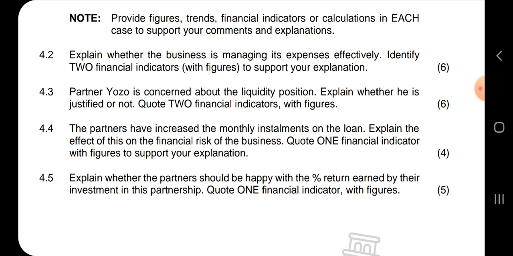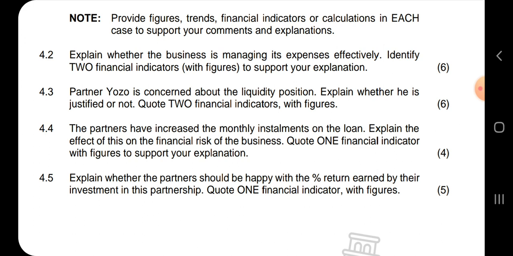Remember, we have operating profitability ratios. You would know there. That is what you will use. Identify 2 financial indicators with figures to support your explanation. And then the partner also is concerned about the liquidity position. Explain whether he is justified or not. You quote liquidity ratios. I have just shown you.